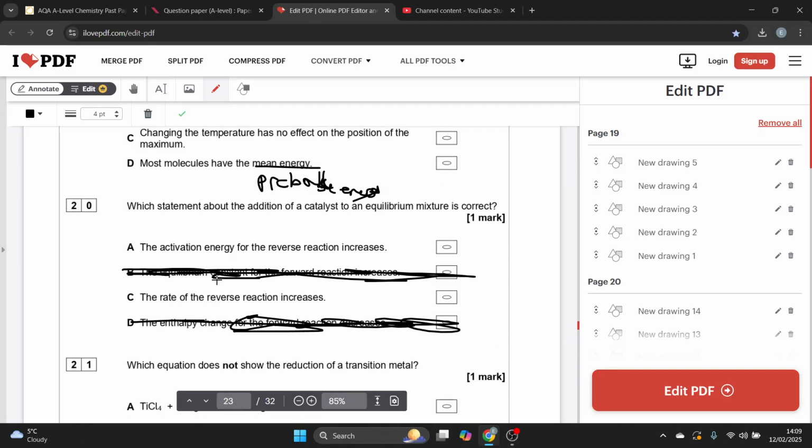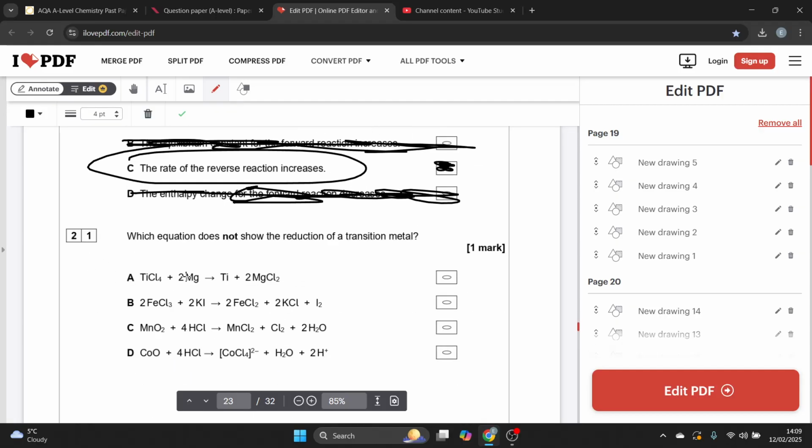Rate of reverse reaction increases. Activation energy increases. No, it would decrease. So yeah, it must be C, and it makes sense because catalysts do increase the rate of the reverse reaction and the rate of the forward reaction equally, but it says which statement is correct. The rate of the reverse reaction increases. That is true, as well as the rate of the forward reaction. But that is true.